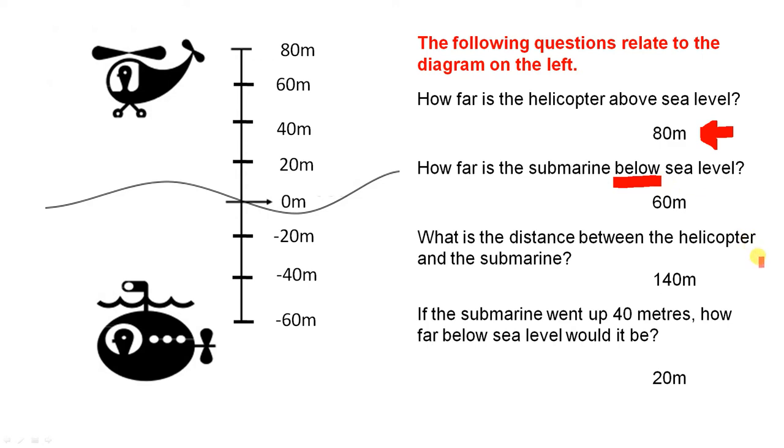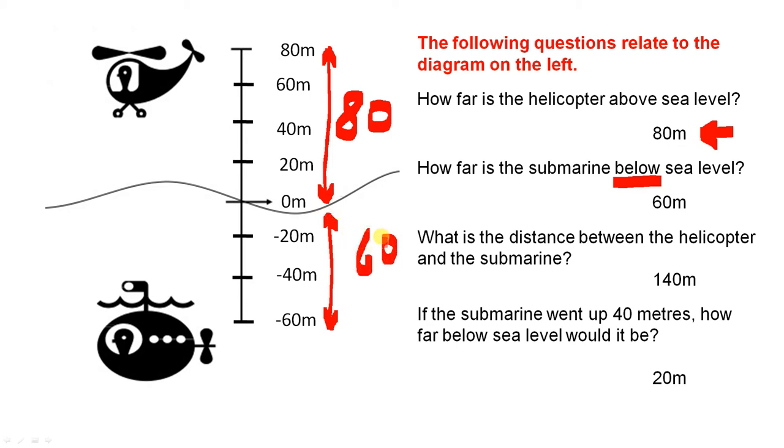What is the distance between the helicopter and the submarine? Okay, from there to there, see that distance? We already know that's 80 meters. The distance from there to there, remember we're talking about distance, we know that's 60 meters. So if we add 80 plus 60, that gives us 140 meters. So that is the distance between the helicopter and the submarine.